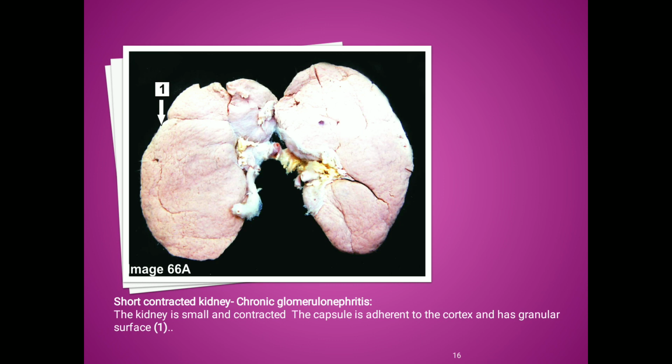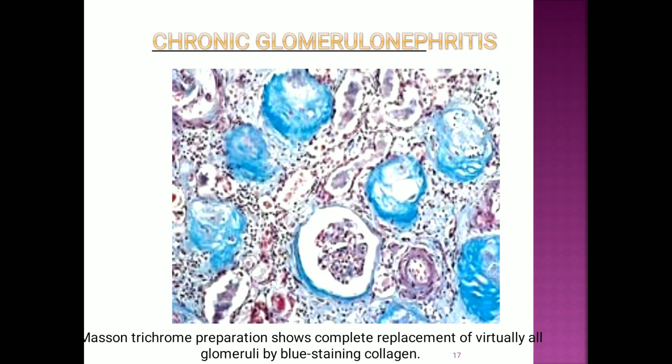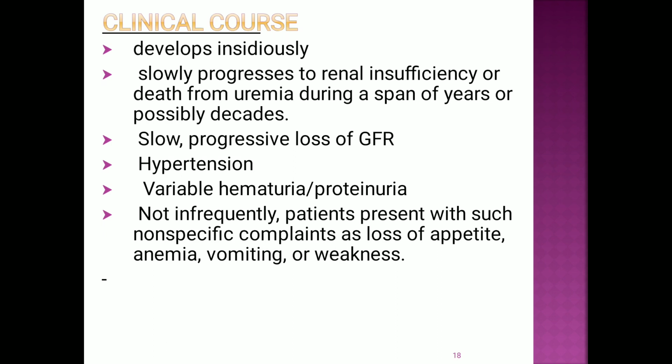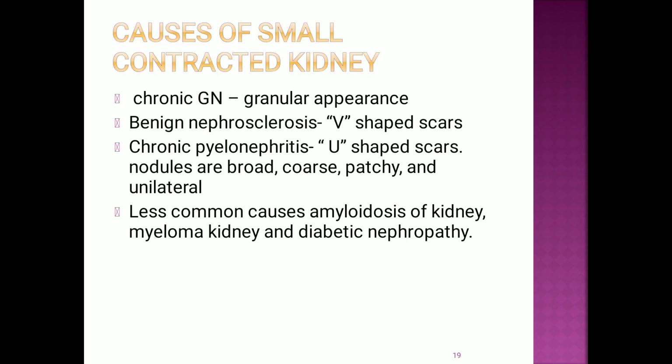This is the figure of short contracted kidney of glomerulonephritis. Kidney small, contracted, capsule adherent to cortex and has granular surface. Chronic glomerulonephritis, Masson trichrome preparation shows complete replacement of virtually all glomeruli by blue staining collagen. Clinical course: it develops insidiously, slowly progresses to renal insufficiency or death from uremia during a span of years or possibly decades. Slow progressive loss of GFR, hypertension, variable hematuria, proteinuria. Not infrequently, patients present with such non-specific complaints as loss of appetite, anemia, vomiting, or weakness.